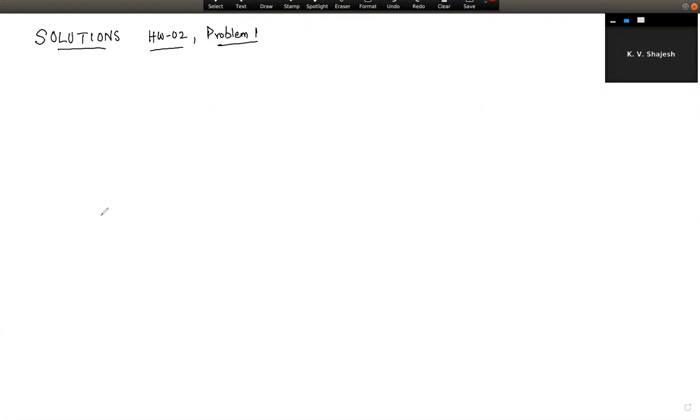Problem 1 asks us to plot the motion of an object with equation x equal to vt. So x equal to vt. And in part A, in particular, we have v is given to be 3 meters per second.